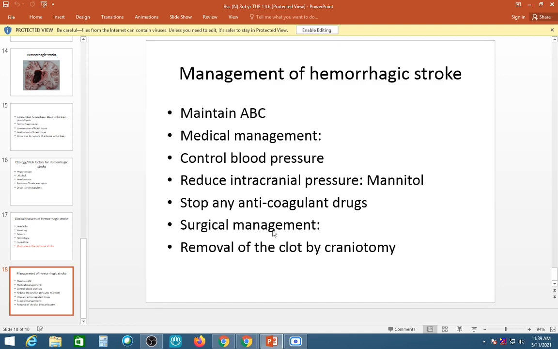In surgical management, there is removal of the clot by craniotomy. Craniotomy means a hole is made in the skull using a drill, and then the blood clot is sucked out by surgical methods. From that hole, the instruments are put inside, we reach the clot, and the clot is removed or sucked out by surgical means. So that is the removal of the clot by craniotomy in the case of hemorrhagic stroke.